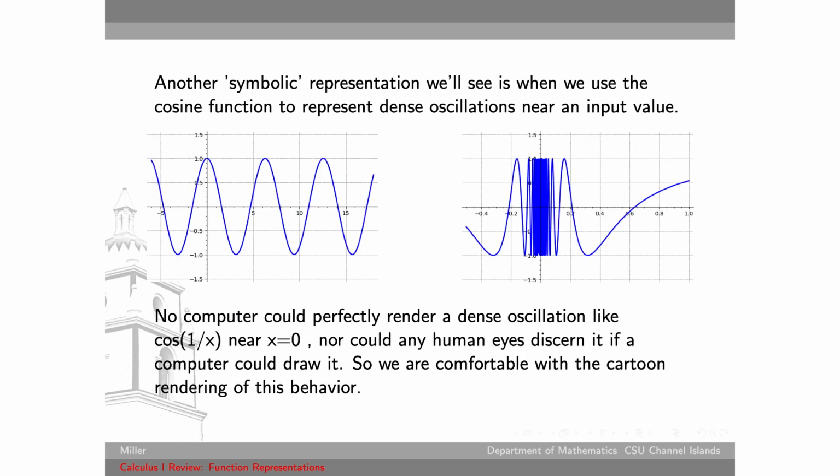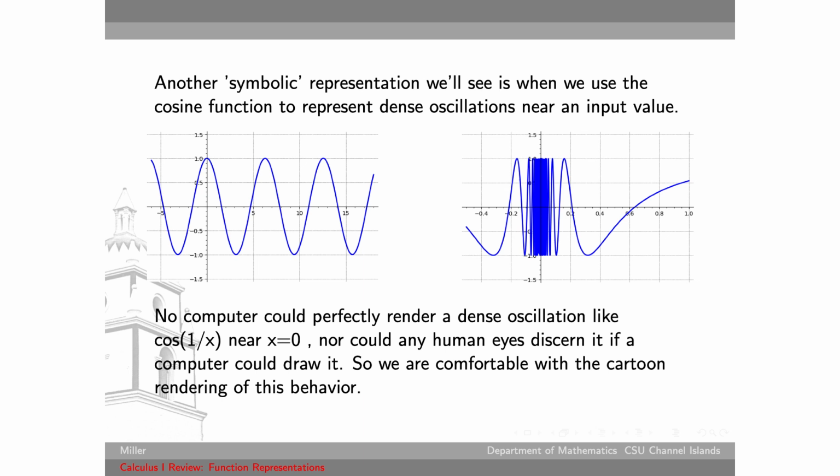Another symbolic representation we'll see is when we use the cosine function to represent dense oscillations near an input value. On the left is the graph of the cosine function, y equals cosine of x. On the right is the graph of the function y equals cosine 1 over x. What's happening on the right is that the infinity of oscillations in the cosine function from x equals 1 to infinity are put into the interval from 0 to 1. So in the picture on the right is an infinite number of oscillations near the y-axis.